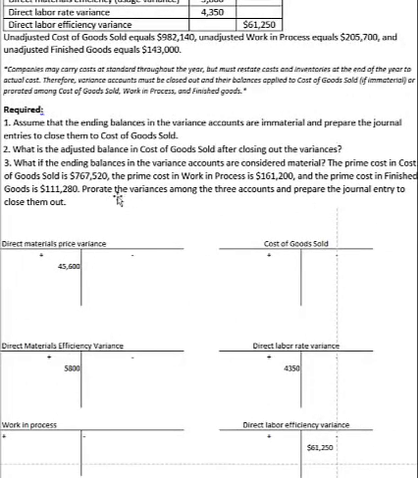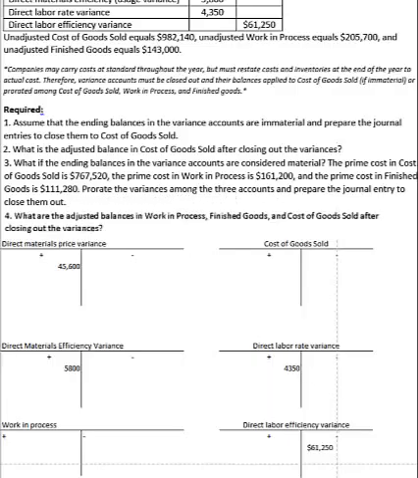So that's part of this. I guess that really is the third requirement. And we'll go ahead and round out the fourth requirement as well, which says tell me what the adjusted balances are in each of these three accounts: work in process, finished goods, and cost of goods sold, after we close the variance accounts out using the proration method. If you look at your T accounts here, I think this is the easiest way to visualize it. These accounts are now closed: the 45,600, the 5,800, the 4,350, and the 61,250.